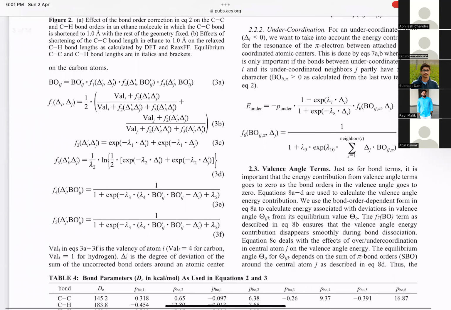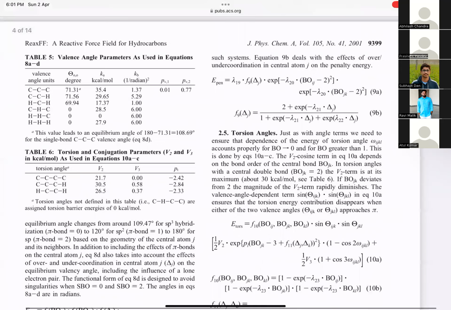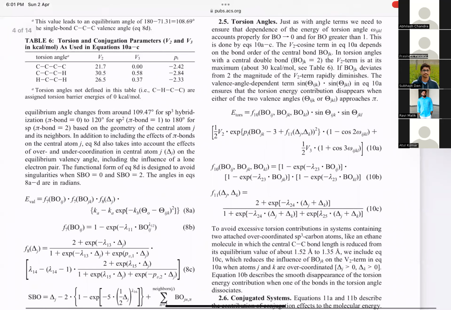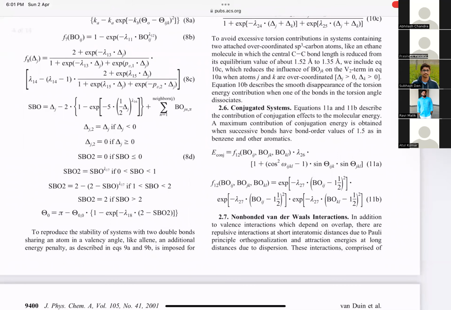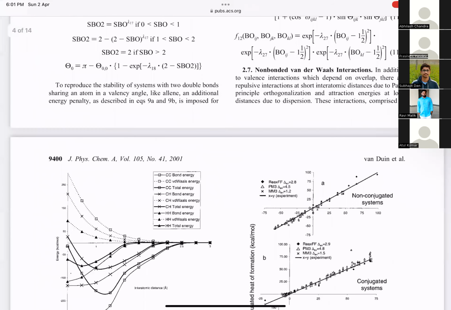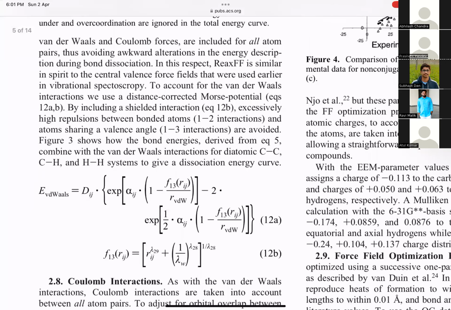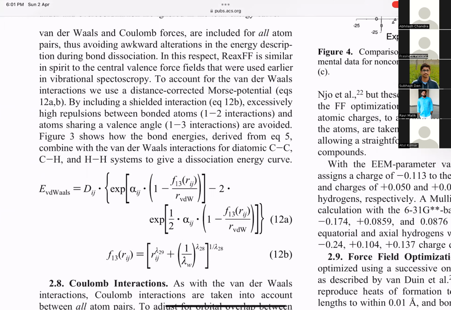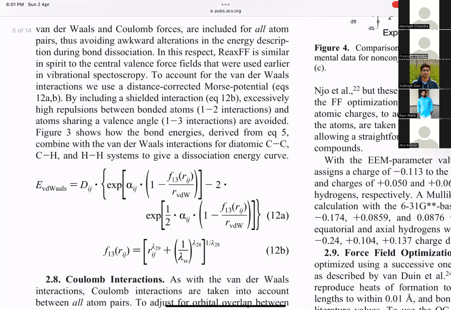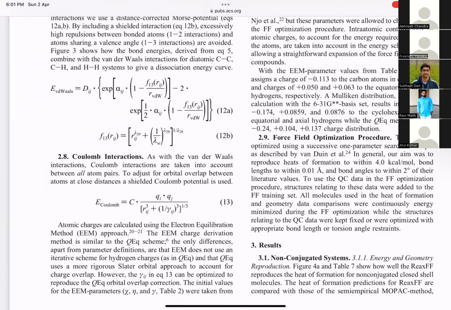And in the same way, we have so many parameters for every term for the angle parameters, and then we have the torsional angles. If you have a conjugated system, then for that conjugated system you have some parameters. To include the non-bonded van der Waals interactions and the Coulomb interactions, you have this form, which is just a distance-corrected Morse potential. Then the force field is optimized using a one-parameter search technique, and you'll get this force field.